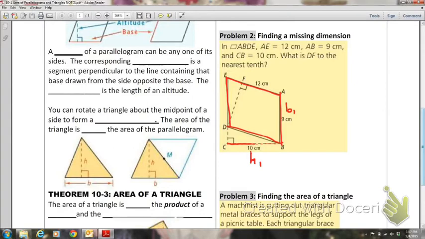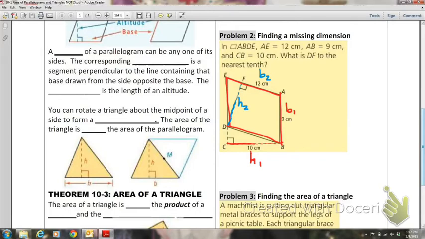Now, looking at the 12 centimeters as a different base of that same parallelogram, which distance would be the height that goes with that base? The height is the perpendicular distance from that base to the opposite side. So this DF is the height that goes with that base.